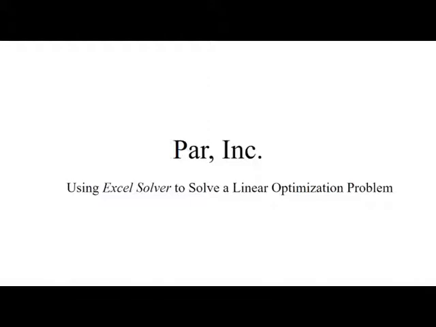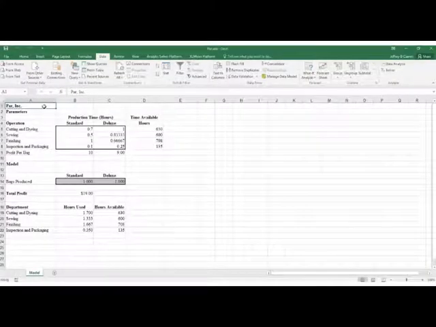This is the Par Inc. example, an example of how to use Excel Solver to solve a linear optimization problem. The Par Inc. problem is what's known as a product mix optimization problem. We're trying, in this case, to decide the number of standard bags and the number of deluxe bags to produce in order to maximize contribution to profit.